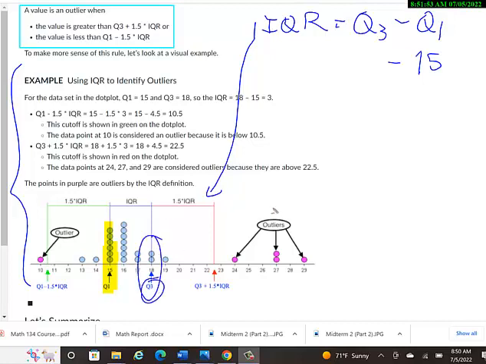I see they labeled it at 18. Let's see. Yeah, 18.